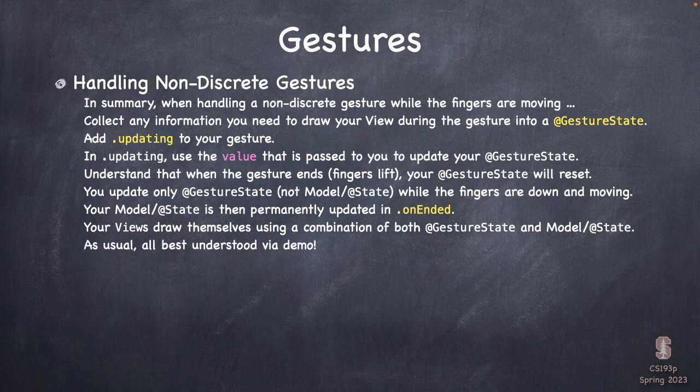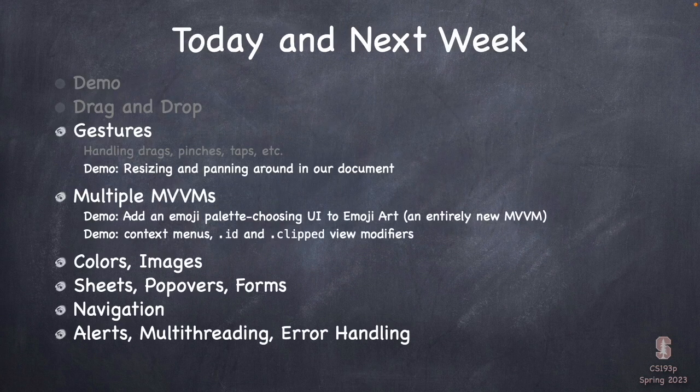In fact, all of this is best understood when you see it. So let's go add zooming and panning to our emoji art document. And I'm not going to get back to the slides, so let me just look ahead a little bit. After we do the multi-VMs today, next week we're going to talk a little about colors and images and navigation, sheets, popovers, forms, something called @Binding, which is a really important part here, and then probably alerts and error handling, which I originally was thinking I would talk about next week. I'll actually put that off to the week after.